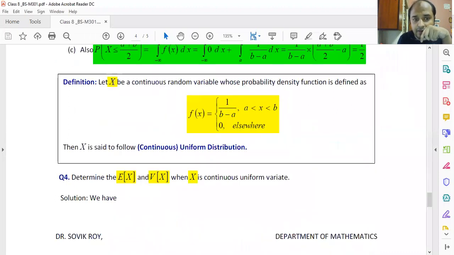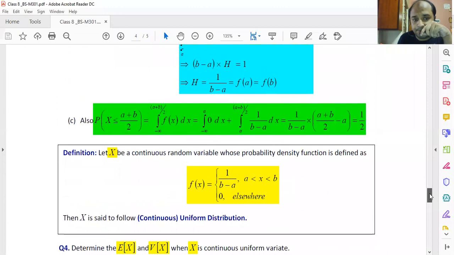See, I have written over here that if capital X is a continuous random variable of the above type, and if its probability density function is defined like this, that when X lies between a and b, it has the value 1 by (b minus a), and elsewhere it is 0, then such a probability function is called a uniform probability function. Such a random variable is known as a uniform random variable of continuous nature.